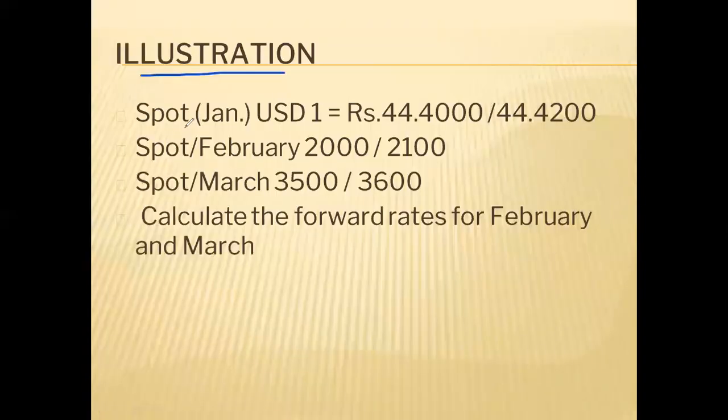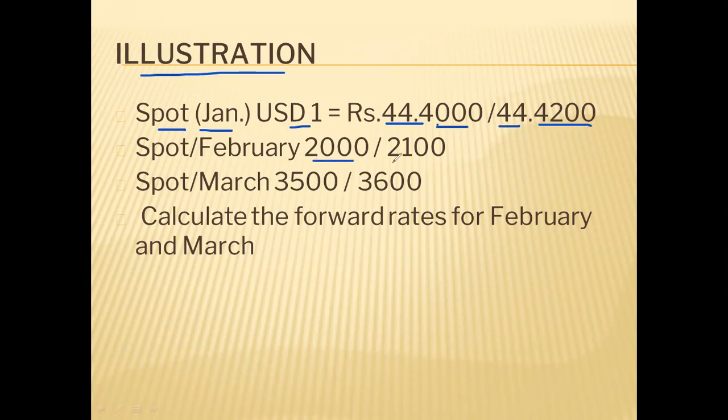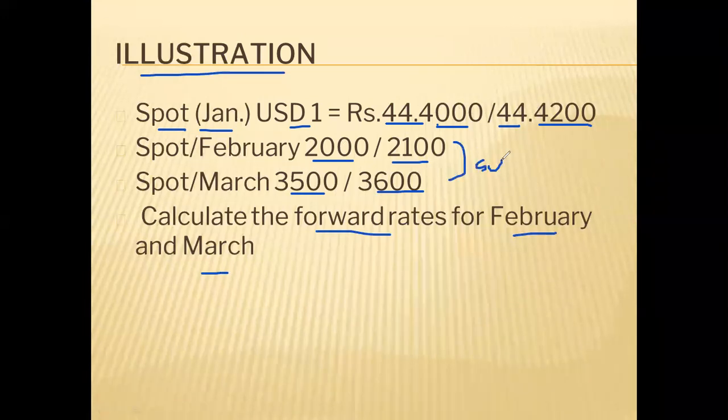This illustration reads: spot rate is given for January. $1 is equal to 44.4000 bid, 44.4200 ask rate. Swap points are given for February: 2000, 2100. For March, it is given 3500, 3600. You should calculate the forward rate for February and March. Spot rate is given for January, swap points are given, so these both are swap points.